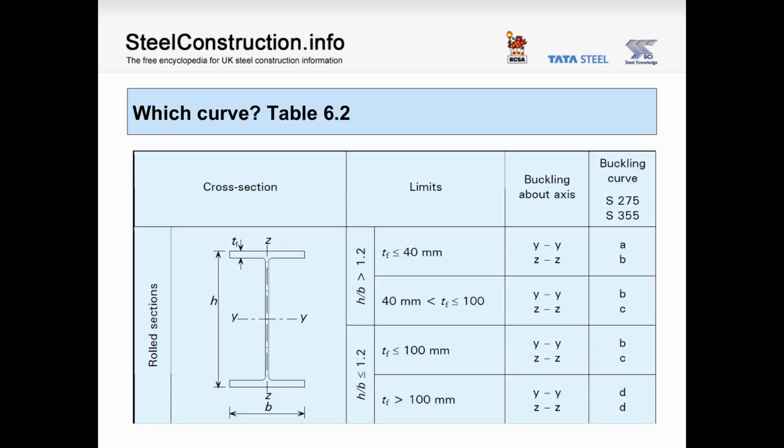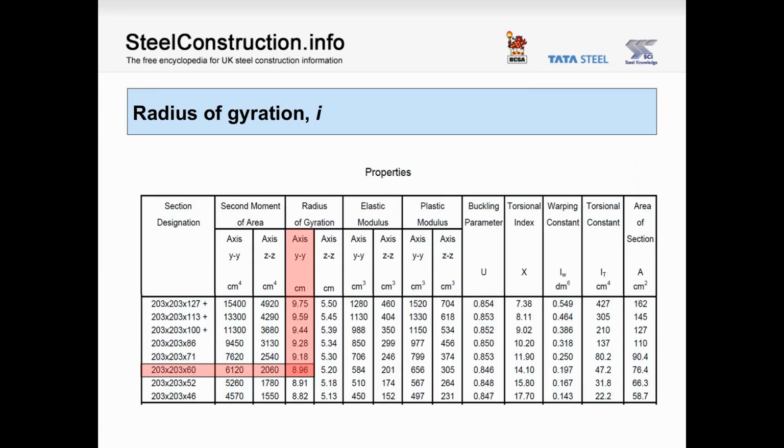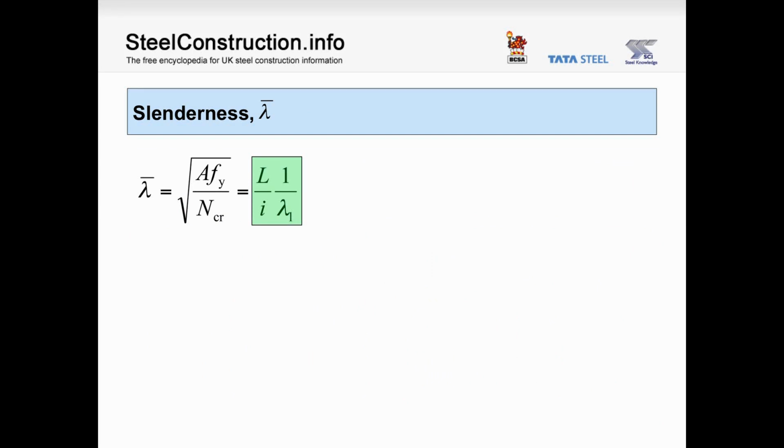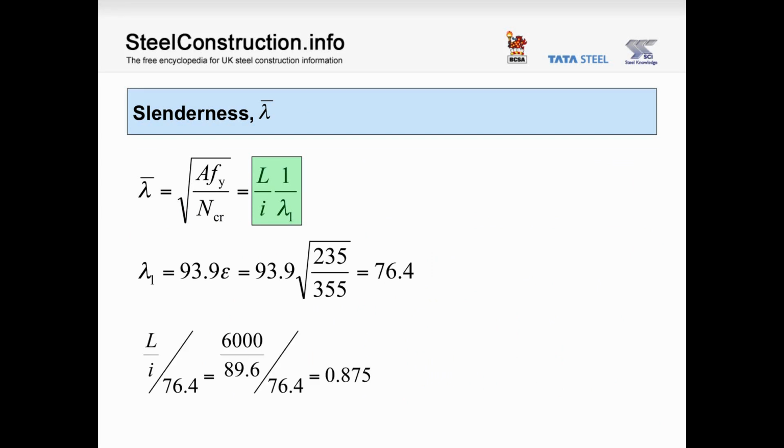Doing the same thing in the major axis, we need to select the curve. So it's still a rolled section. H over B is still less than 1.2, but now we are interested in the major axis, and therefore we identify curve B. We need the radius of gyration, this time in the major axis, so this is 8.96 centimeters. So we can calculate lambda bar again, L over i divided by lambda 1, in this case, is 0.875.